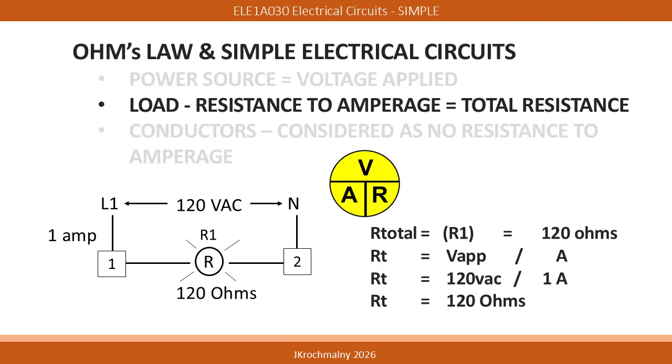Finally, Ohm's law allows us to determine the circuit's total resistance by dividing the applied voltage by the circuit amperage. In this case, 120 volts AC is divided by 1 amp and gives us 120 ohms of circuit resistance.